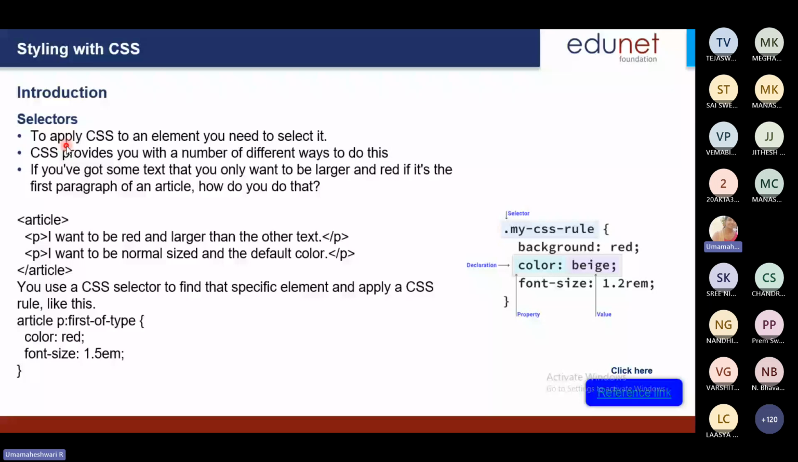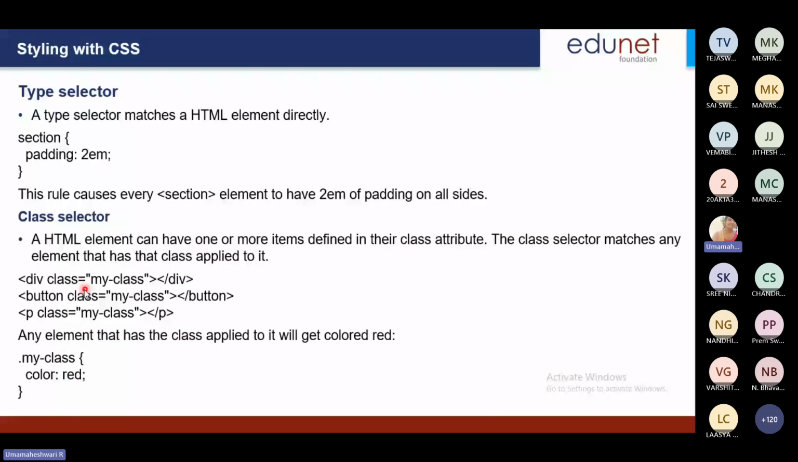So now we can see the examples of each and everything with the definition. So class selector means HTML element can have one or more items defined in this class attributes. So better we can go with an example.